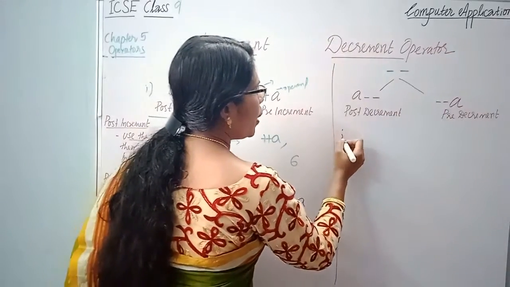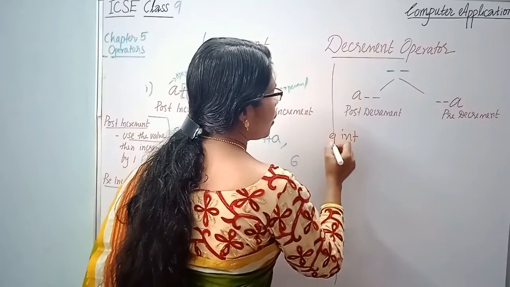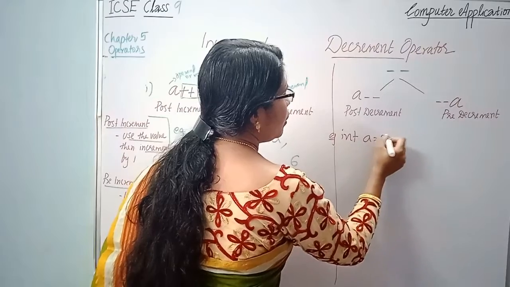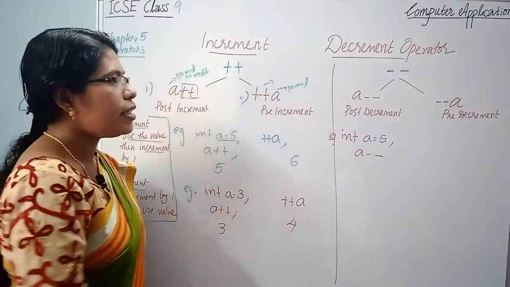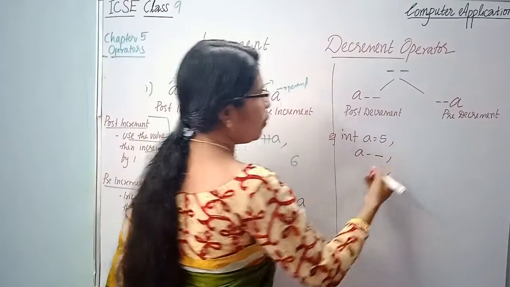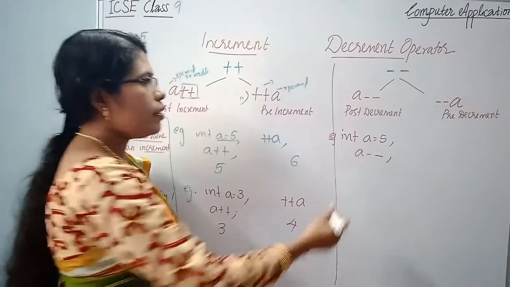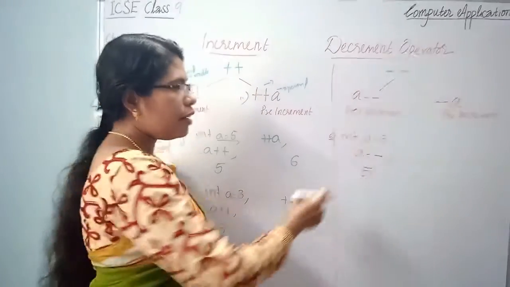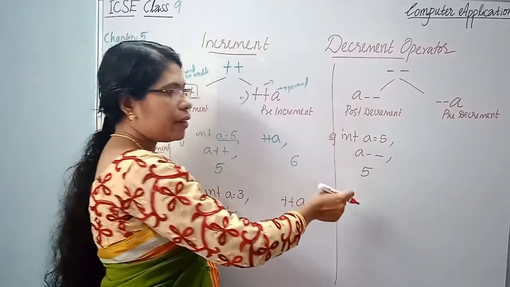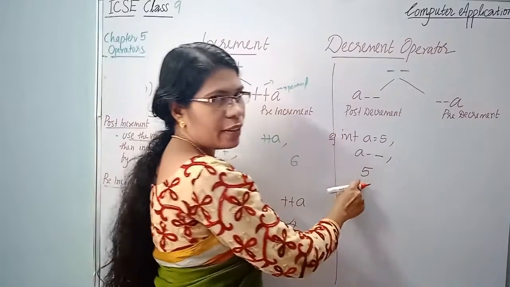Post decrement, how will you write? Example, int a equal to 5, and you should find the value of a minus minus. A minus minus is post decrement. What is the value of a minus minus? It will use the value first, then it will decrease by 1. So it will use the value as 5.